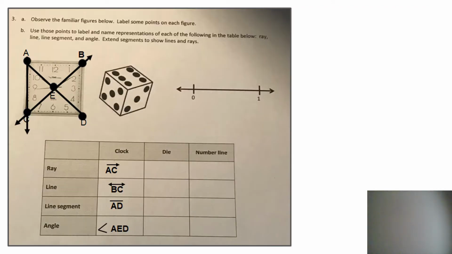Now, they gave you three familiar figures: a clock, a die, and a line segment. You are going to label points on each figure and then use them to label a ray, a line segment, and an angle. So I labeled this A, B, C, D, E. For the ray, and notice I have the symbol here, I did AC. So it begins at A and it goes all the way through C. That's the symbol for ray AC.